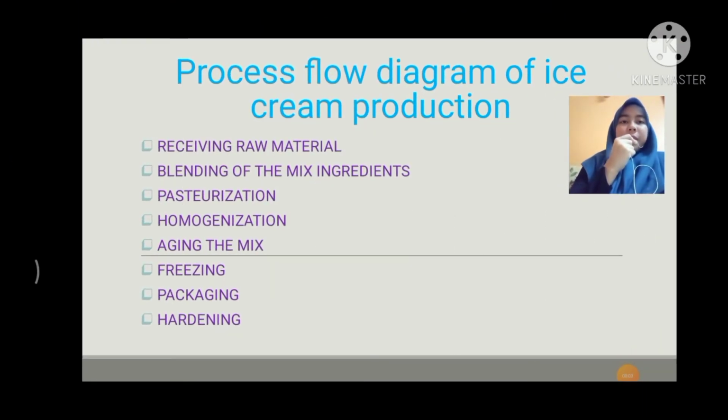Process flow diagram of ice cream production. This process consists of 7 stages. First is receiving the raw materials. In this stage, all the ingredients needed for the production will be received from the factory. After that, the second stage is blending of the mixed ingredients. The ingredients will be selected based on the desired formulation and the calculation of the recipe.